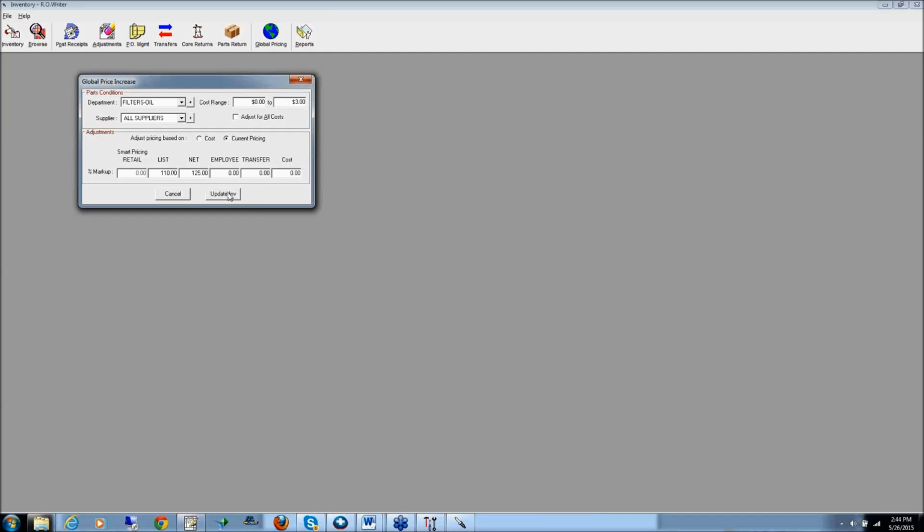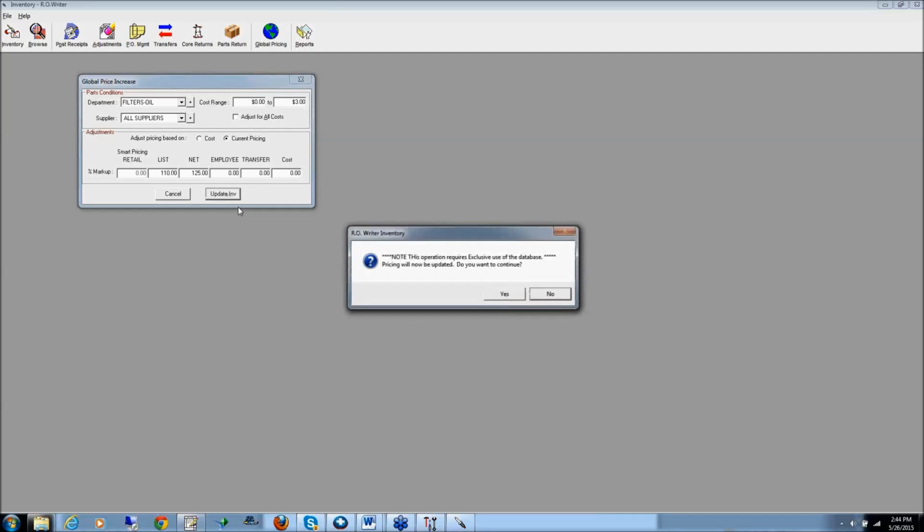When you hit Update INV, one of the things Global Pricing will want us to do is kick everybody else out of our RWriter. What it does as it updates our inventory is create a backup copy first. So in case we completely messed something up, we would always have a backup copy we could revert back to if absolutely necessary. In order to make that backup copy, as the message box tells us, it wants us to kick everybody else out of our RWriter. I'm going to answer no to the question.